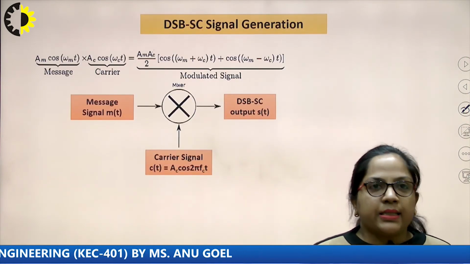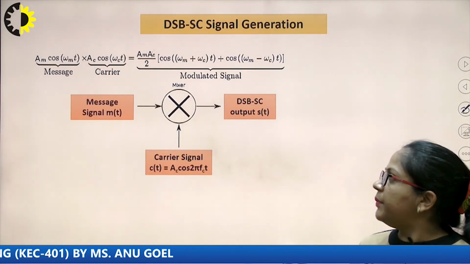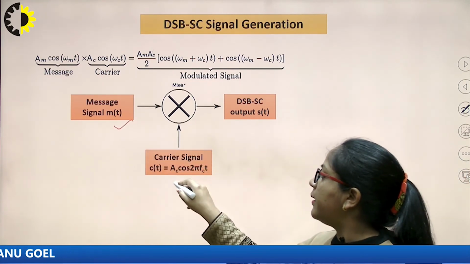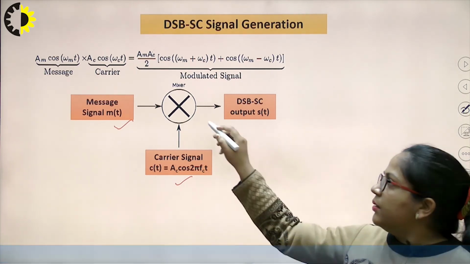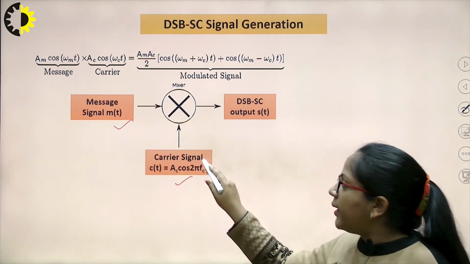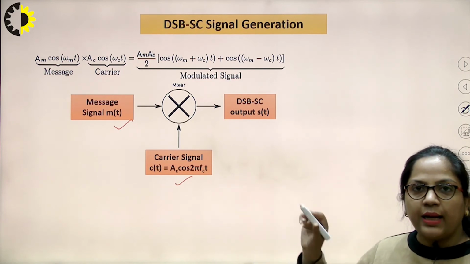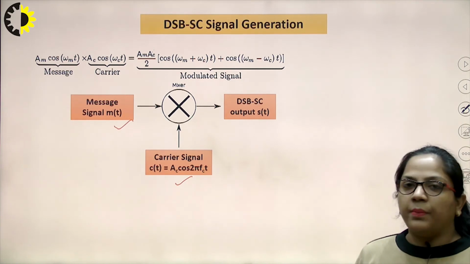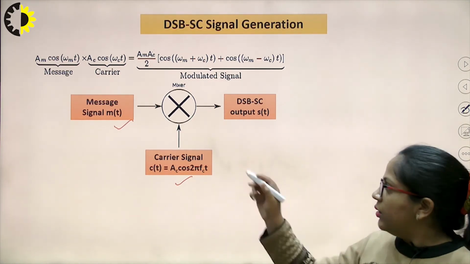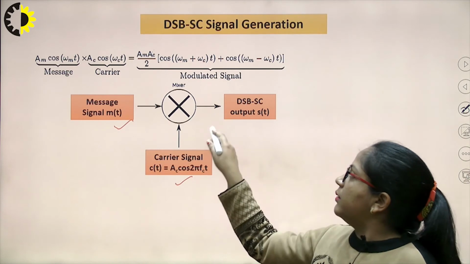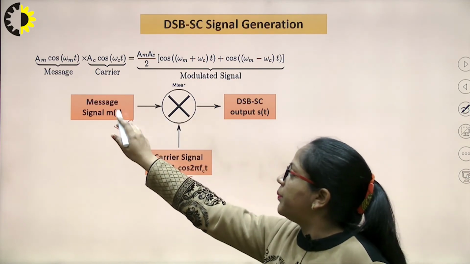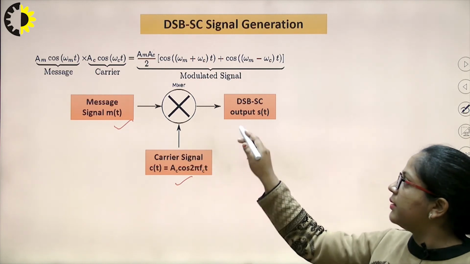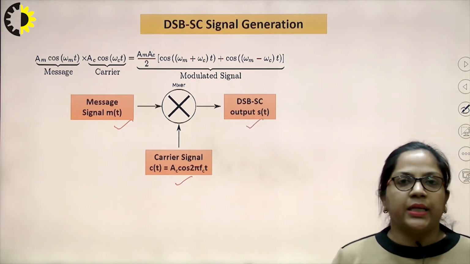The DSB-SC signal can be generated simply by mixing the message signal with the carrier signal. This mixing of message signal and carrier signal can be performed with the help of a product modulator. It can be done with the help of a balanced modulator also. So, what this mixer will do, it will provide us the multiplication or the product of message signal and carrier signal, that is the DSB-SC output.